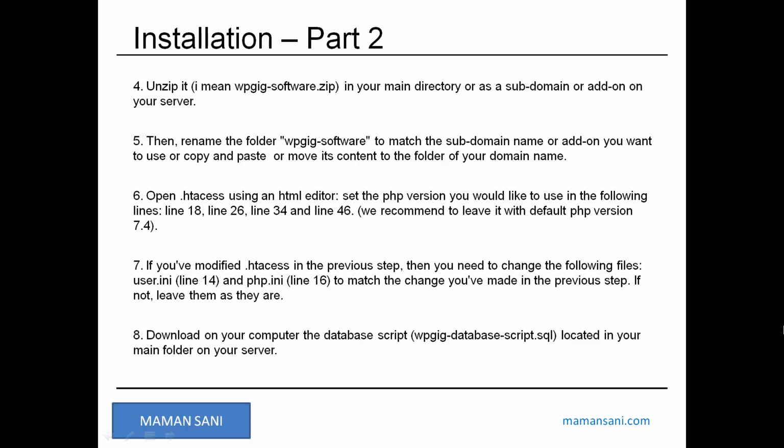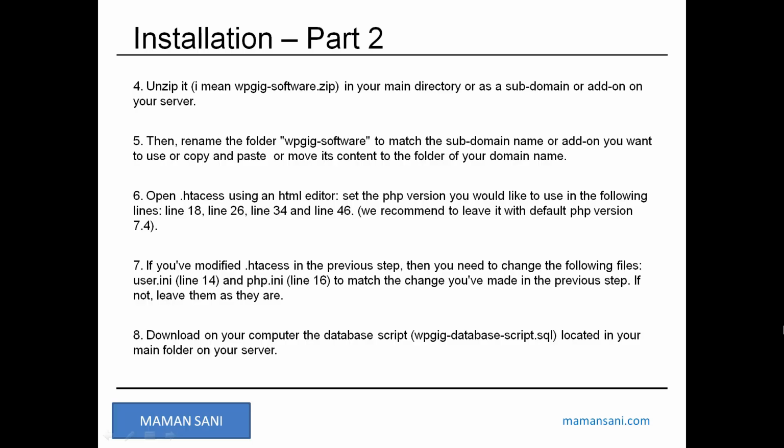Open .htaccess using an HTML editor. Set the PHP version you would like to use in the following lines: line 18, line 26, line 34, and line 46. We recommend to leave it with default PHP version 7.4. If you've modified .htaccess in the previous step, then you need to change the following files: user.ini, line 14, and php.ini, line 16, to match the change you've made in the previous step. If not, leave them as they are.